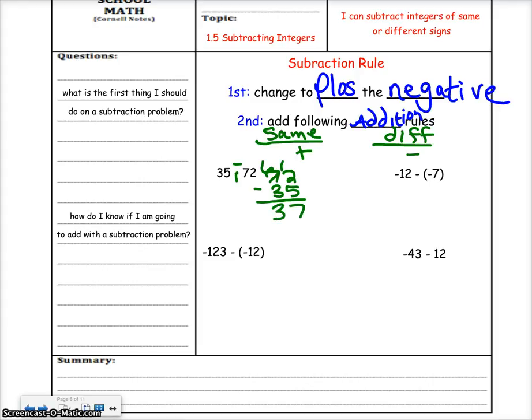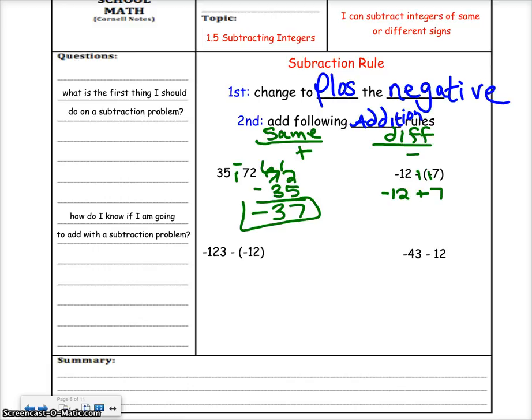37, and do I have more positives or more negatives? So it's negative 37. What happens when you have a minus a negative? It's plus plus. Now I don't like plus plus. I mean I like plus plus, but it looks messy. So rewrite it. It only takes a second. Negative 12 plus 7. It looks much better than plus plus.